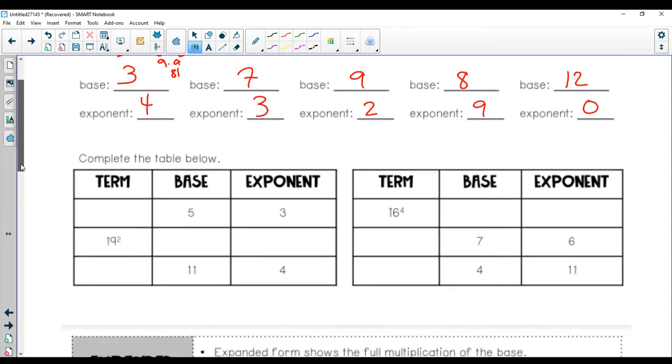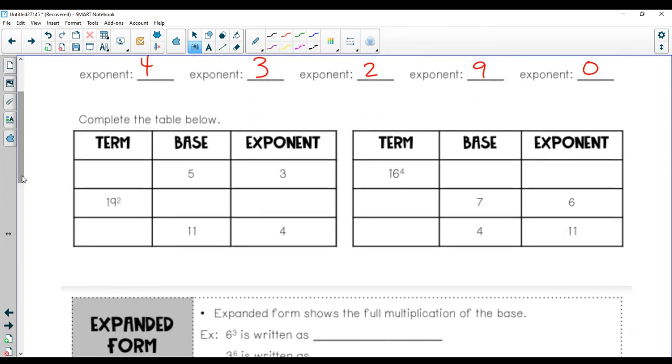All right, we've got these charts down here. It says term-based exponent. We want to write the term. So we've got 5 as the base and 3 as the exponent. So what's going to be the big number? 5 raised to what power? 3. We read this as 5 raised to the 3rd power. Okay? 19 squared, what's the base? 19. What's the exponent? 2.